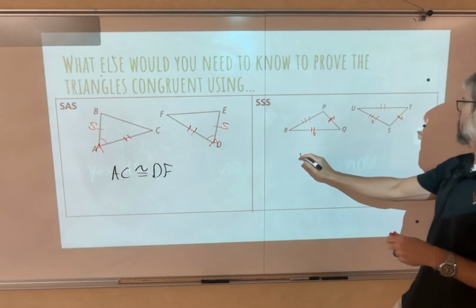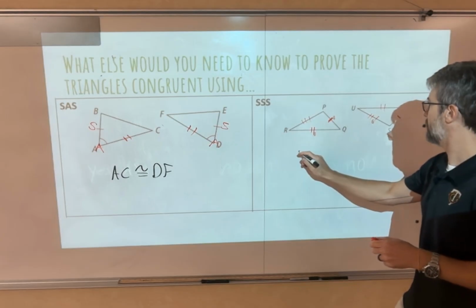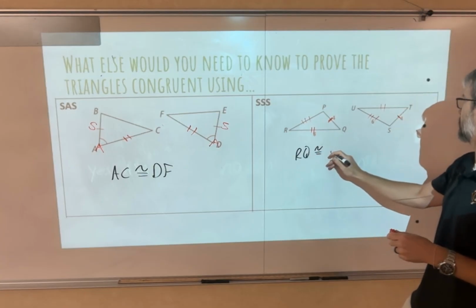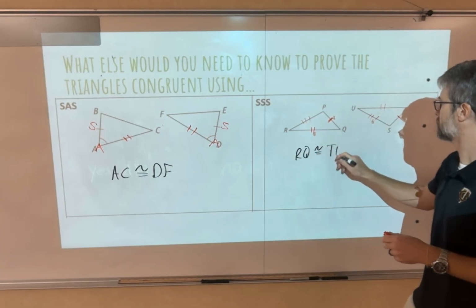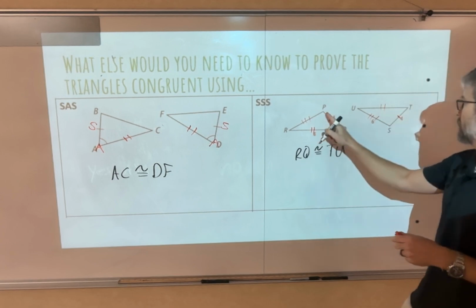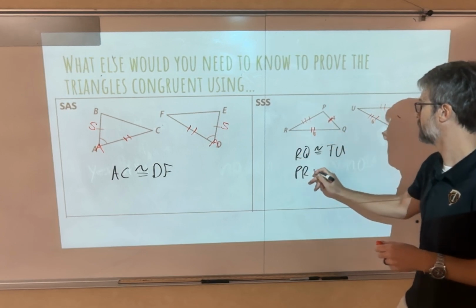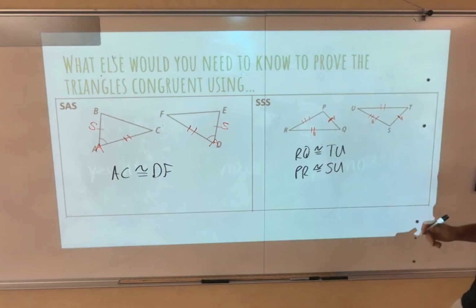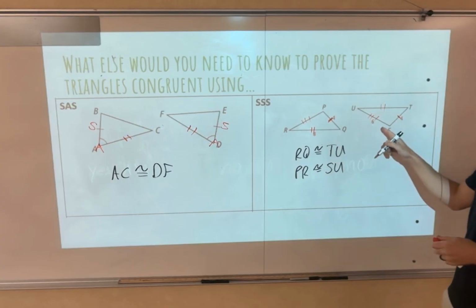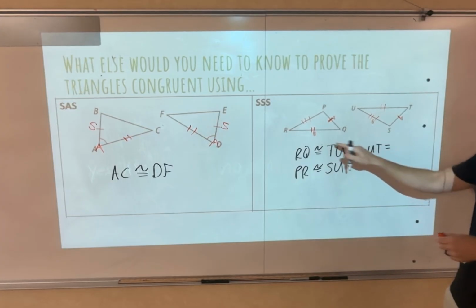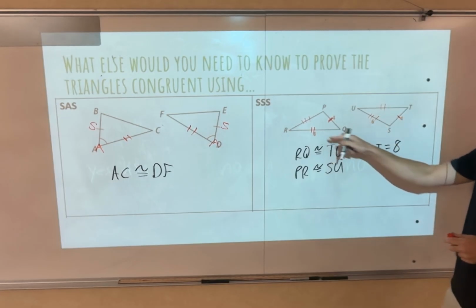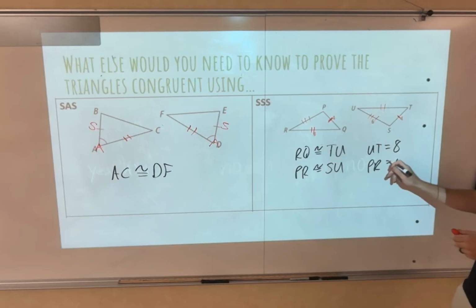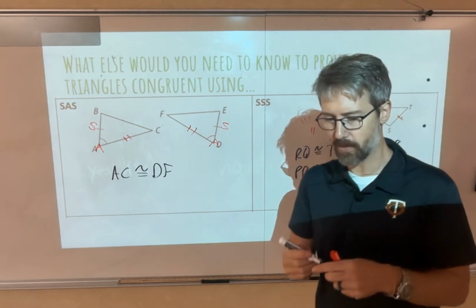So there's a couple of ways we could do this. We could say that we need to know that RQ is congruent with TU, and that RP, or PR, is congruent with SU. We could also say that we would know these two are congruent if we know that UT is equal to 8, because that would mean that it is congruent with RQ. We could also say then that PR has to be equal to 6. So two kind of different ways we could answer that one.